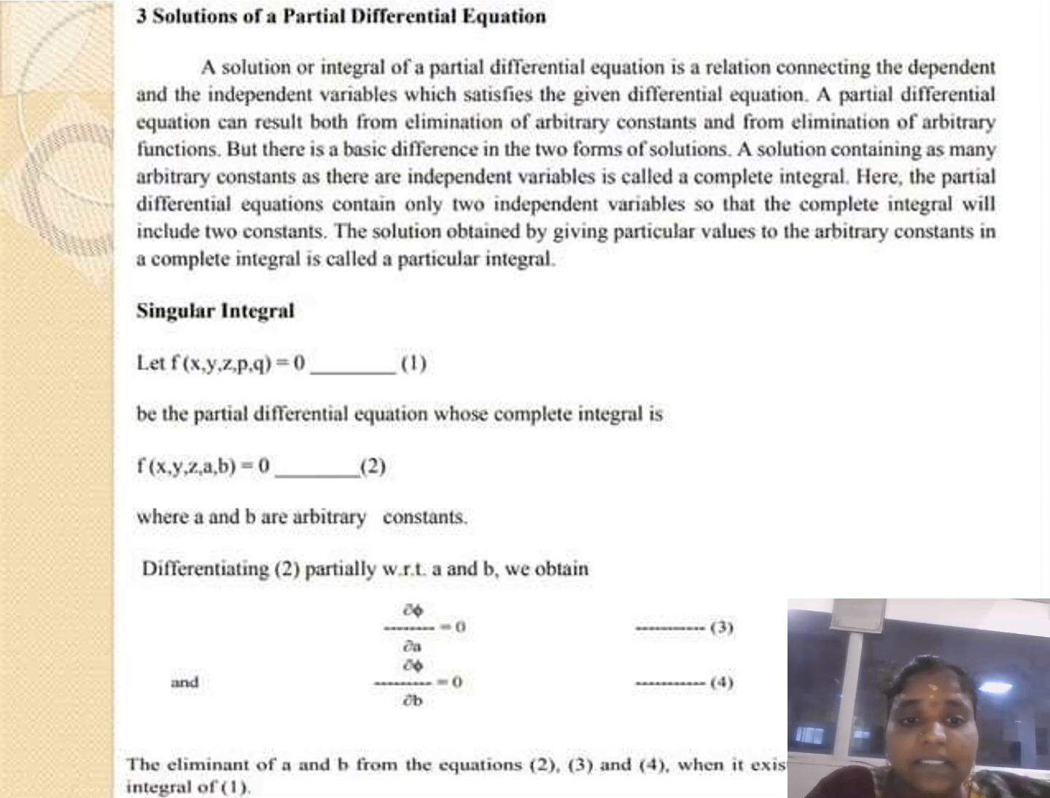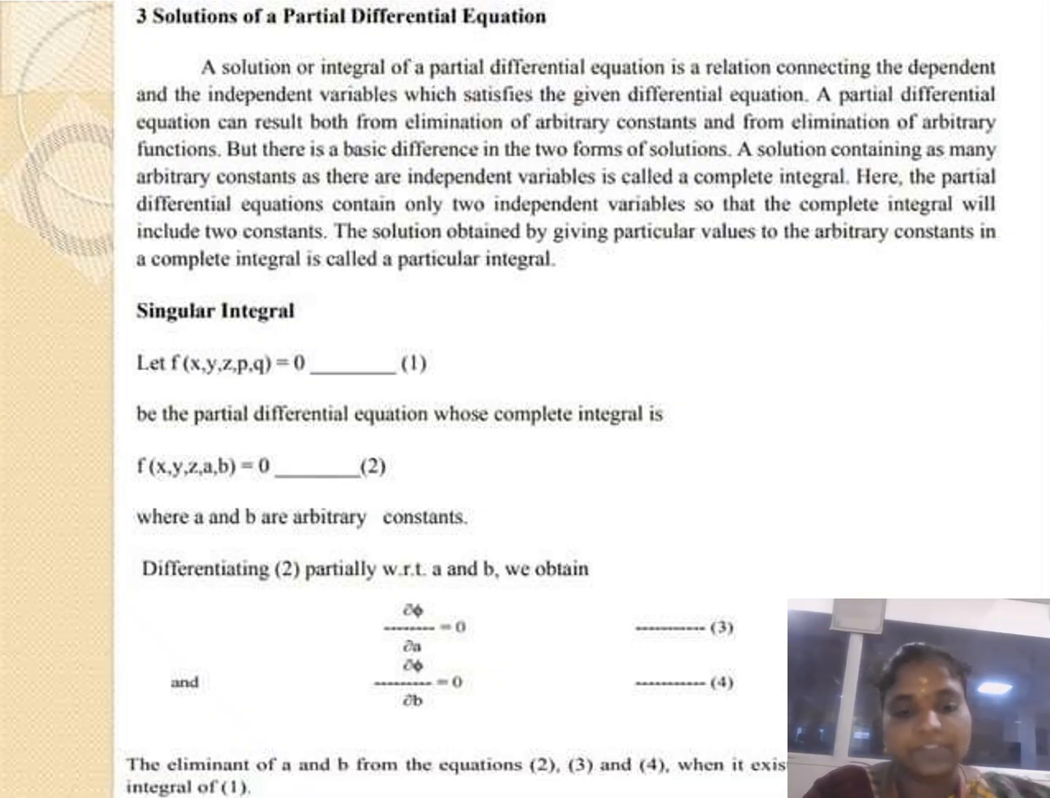Here the complete integral is obtained by solving the first one. We get the complete solution as f of x comma y comma z comma a comma b equal to 0. Already we know that here a and b are the arbitrary constants. Here we take it as the second equation. Differentiating with respect to a and b, whatever the function phi or f is, ∂φ/∂a equivalent to 0. Take it as the third equation, and then ∂φ/∂b equivalent to 0.